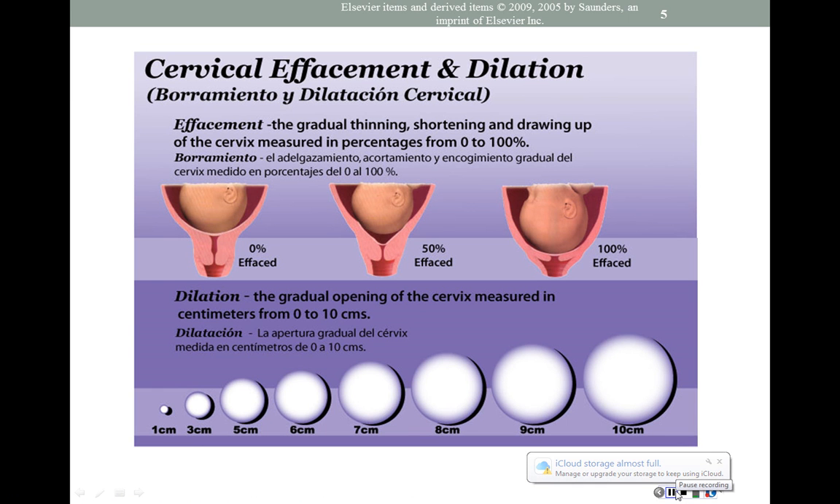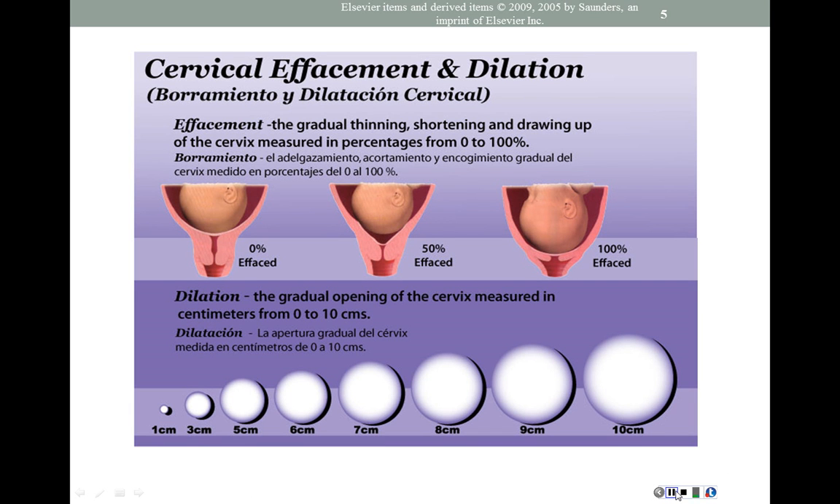In the middle one, we see that some changes have occurred. It's starting to shorten and thin out and draw up so we can make room for baby to come out. And then in the last one, we see it's 100% effaced. It's thin, it's short, it doesn't look anything like the picture of 0 effaced.